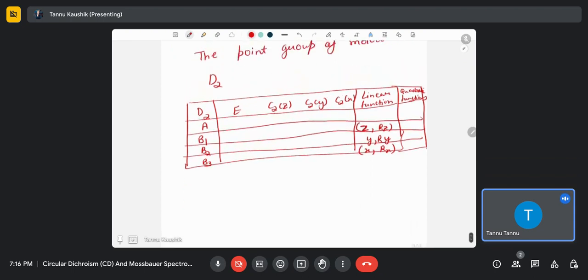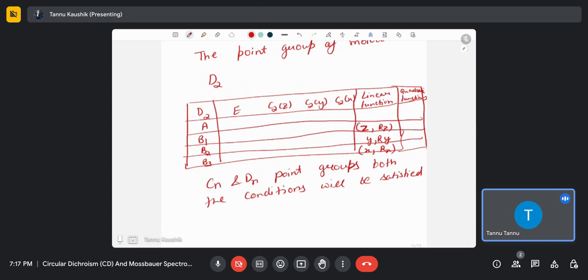So, as we have already discussed, in the case of Cn and Dn point groups, both the conditions will be satisfied, such that we have distance coordinates x, y, z are associated together with their rotational vectors Rz, Ry, Rx, etc. So here both mu m and mu e will be active.